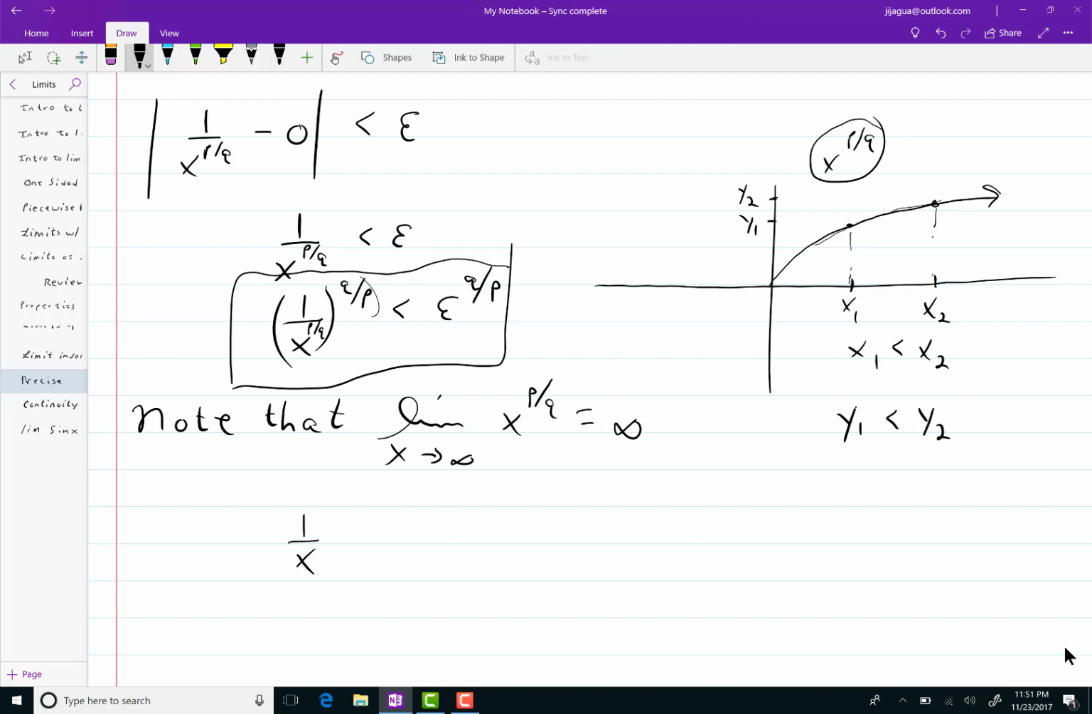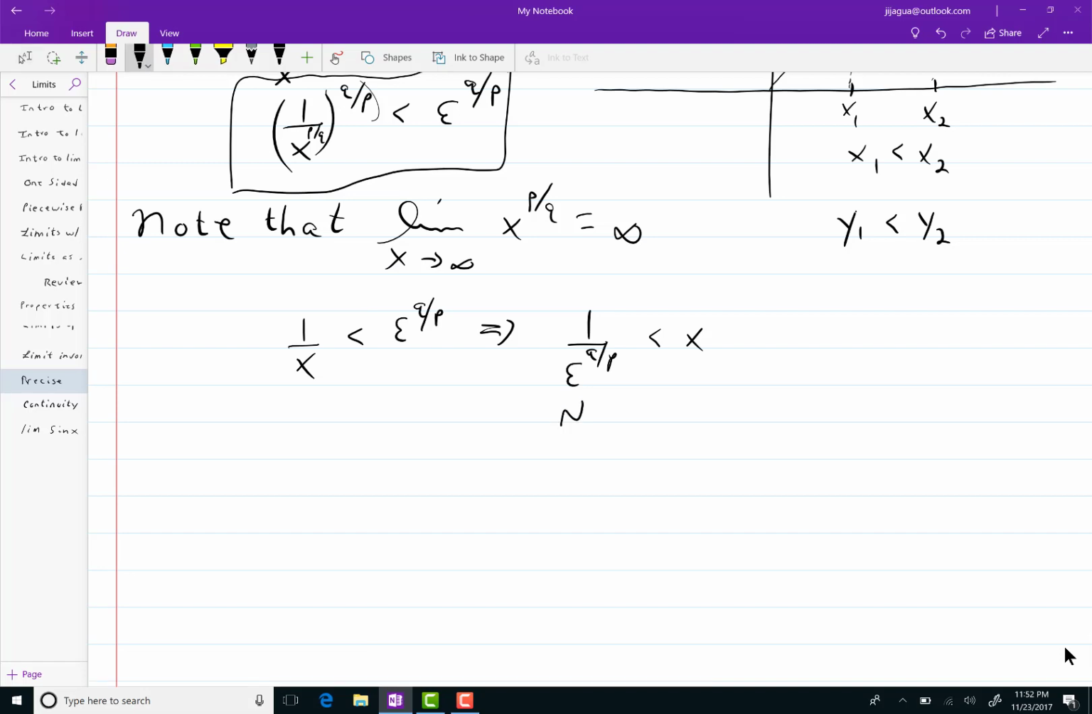That gives me 1 over x is less than epsilon to the q over p. Or I can rearrange this and write 1 over epsilon to the q over p is less than x. Well, that is what I can set my n to be equal to. So, for that epsilon that was given, let capital N equal 1 over epsilon to the q over p.